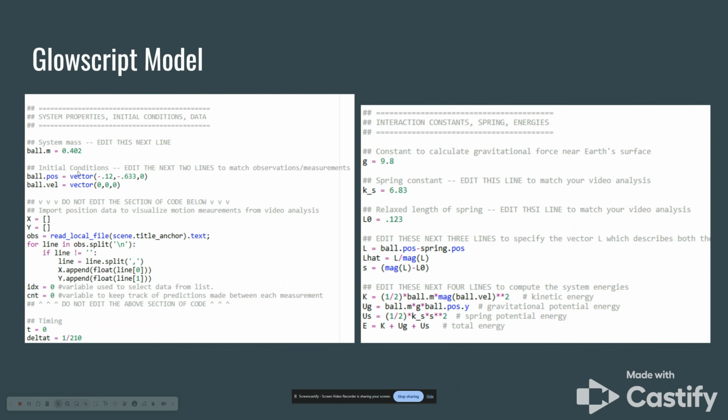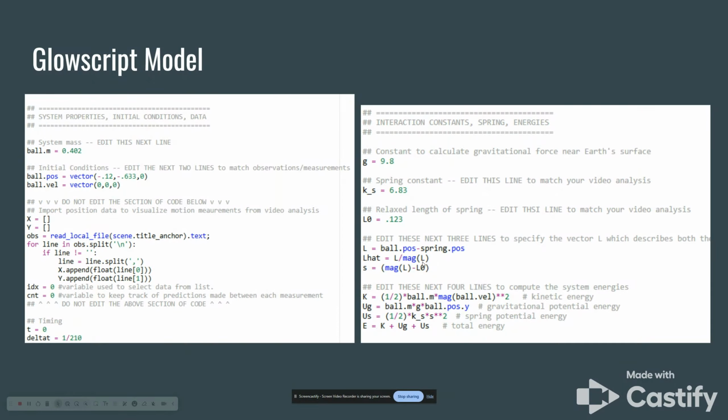So for the system properties and initial conditions, the mass of the ball was given as 0.402. These are just the position of the ball relative to where I put the axis. Just found that. And then that's it for the initial conditions. For the constants, we have G, which is just 9.8, gravity. Ks, which is the spring constant, 6.83. And then we have L naught, which was just analyzed from the video. L is equal to the ball position minus the spring position. And then S is just equal to L minus L naught, like I said earlier.